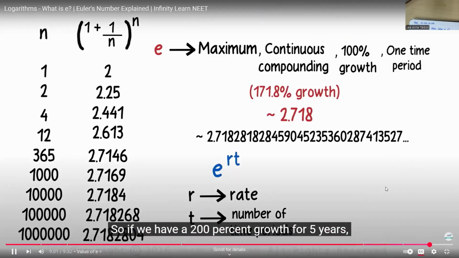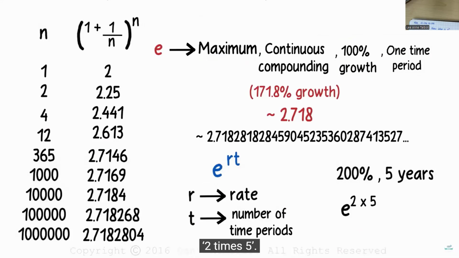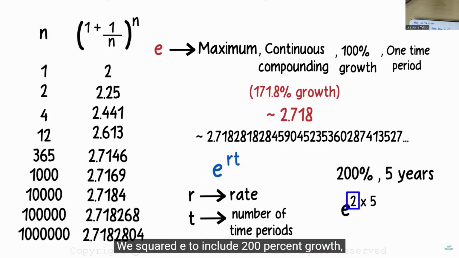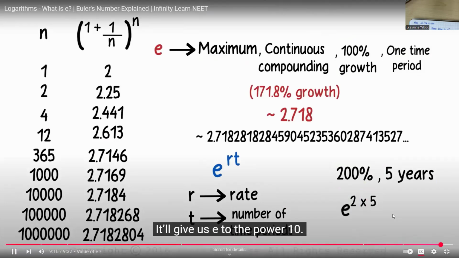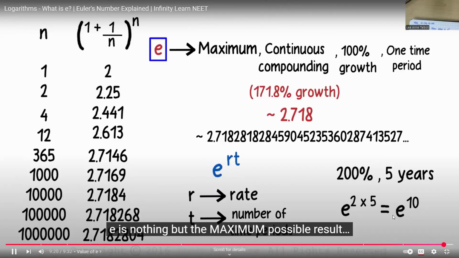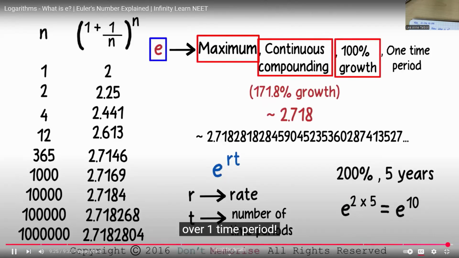So if we have a 200% growth for 5 years, then it would be defined as e to the power 2 times 5. We squared e to include 200% growth and we raised it to 5 as there are 5 time periods. It'll give us e to the power 10. E is nothing but the maximum possible result after continuously compounding a 100% growth over one time period.